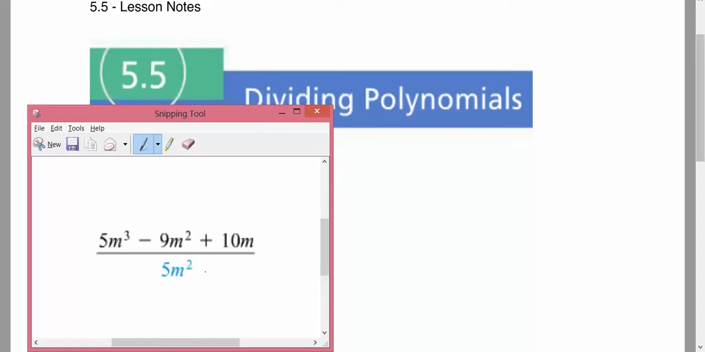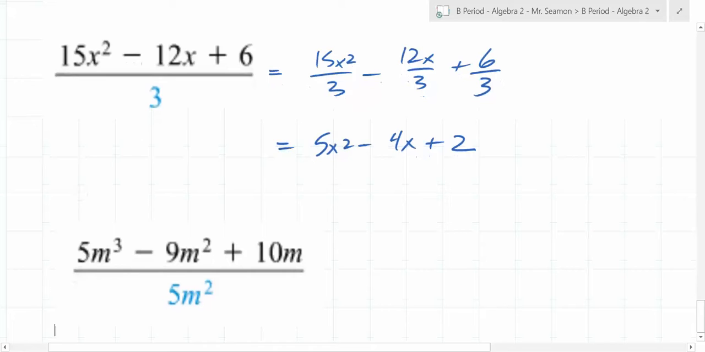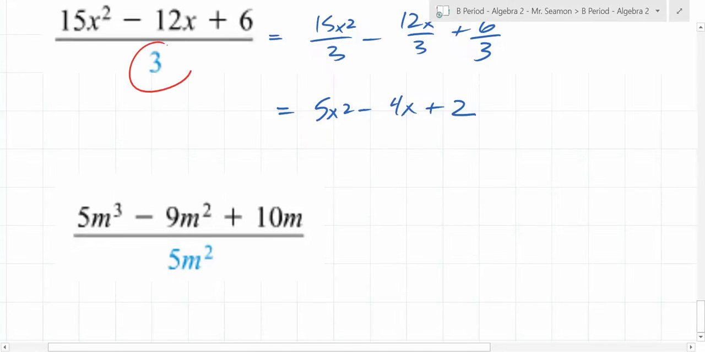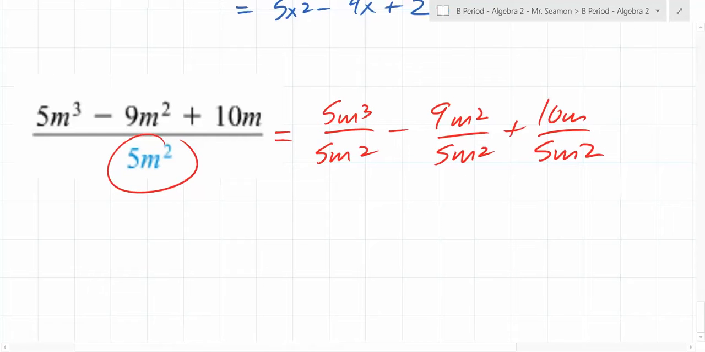So this is another single term in the denominator. This is another single term in the denominator. That's the key thing here. We have one term here and here. Similar breakup. Can you tell me what this breaks up into, Rachel? 5m squared over 5m to the second. Yep. Minus 9m to the second over 5m to the second plus 10m over 5m to the second. Exactly. Correct. Now can you simplify that?